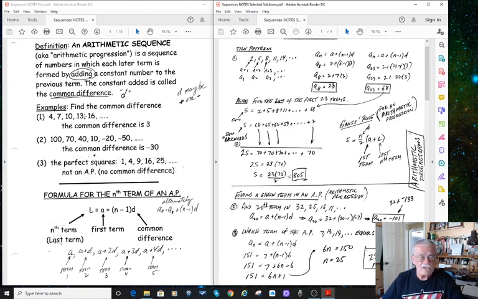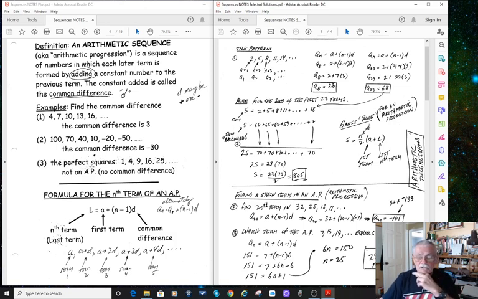So it's just some simple examples here. Find the common difference. Well, I just look at it. It's going up by 3, so the common difference is 3. How about here? Well, it's going down by 30, so the common difference is negative 30. And let's look at this one. Well, let's see. This is going up by 3, up by 5, up by 7, up by 9, dot, dot, dot. So we don't have a common difference. Therefore, this is not an AP or an arithmetic progression.